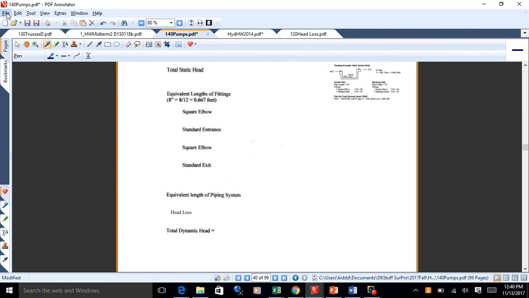All right, so on page 139, what's the total static head for this one? Yeah, it's the one we were looking at earlier. Take the difference in elevations and you get 36 feet. That's how high the water has to be lifted.